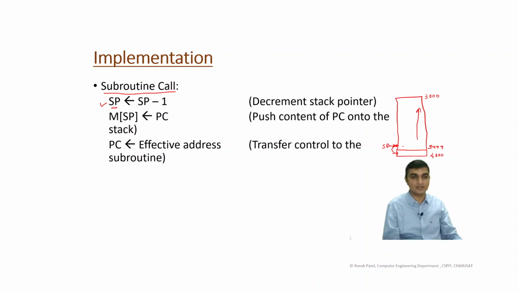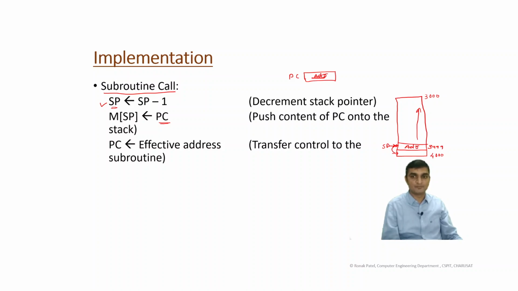Now on that, I need to push the return address. What is the return address? The return address is the program counter value, because the program counter stores the next instruction to be executed. That value, previously we were storing in some temporary location. So our temporary location is the stack now. So this value will be pushed here, at this location. That address we will push here.